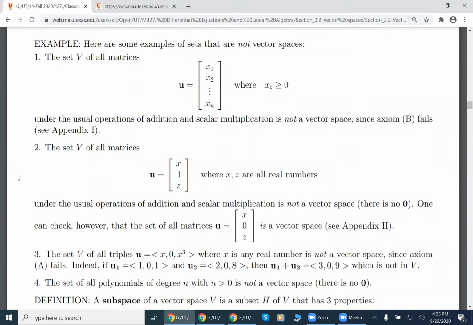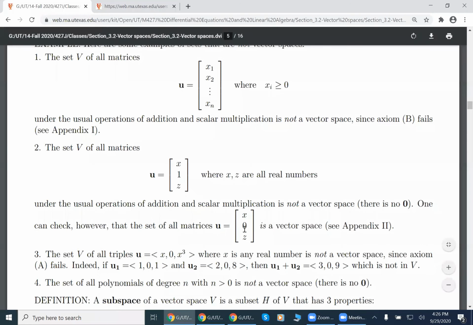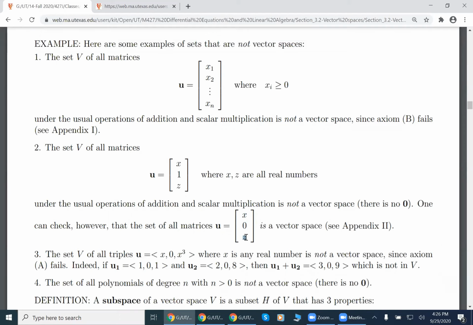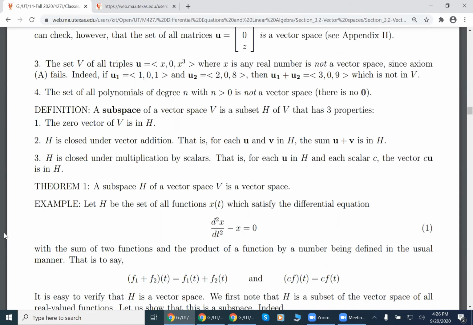Was that your question? Yes, I would also like to ask, if instead of 0 you had, like, y, another variable, would that be in the set? Good question. If we have x, y, z, this set is R3, which is a vector space. Okay, thank you. Let me give you another example.